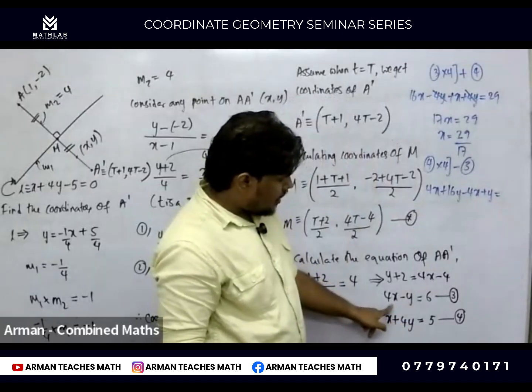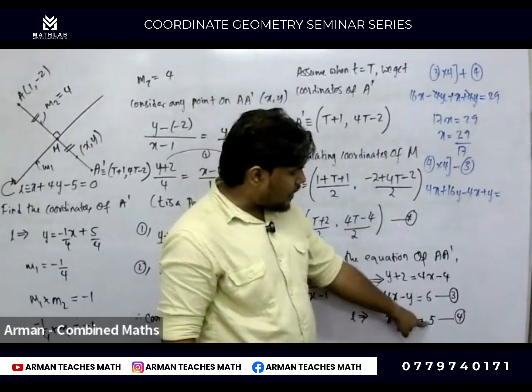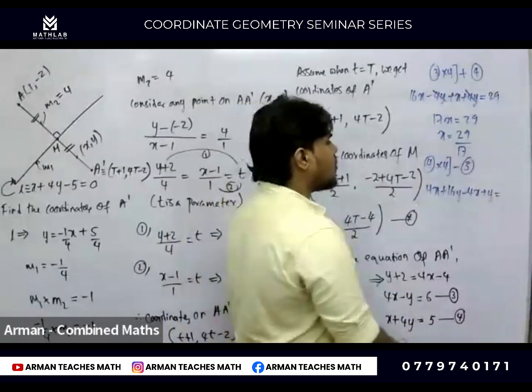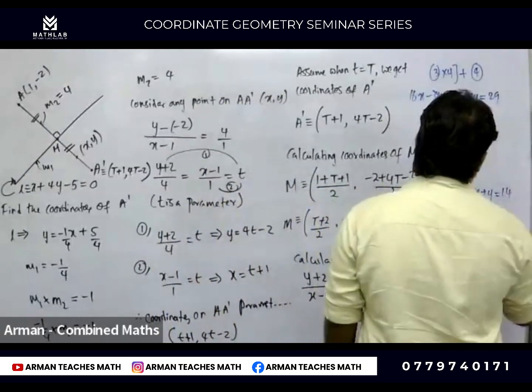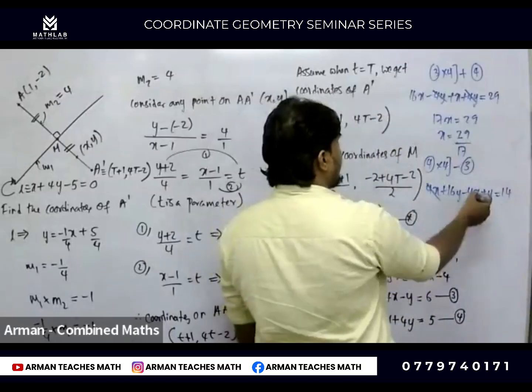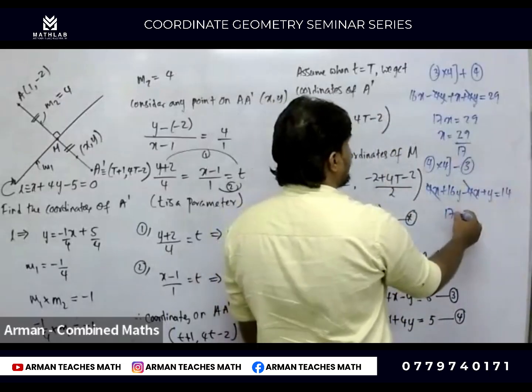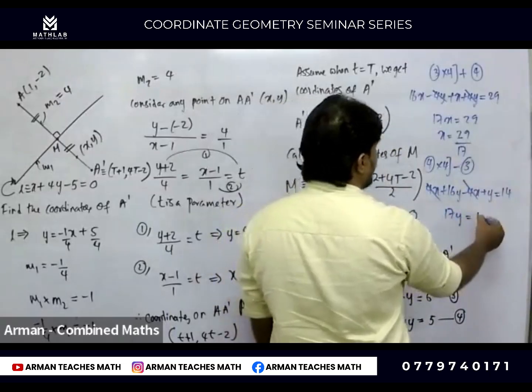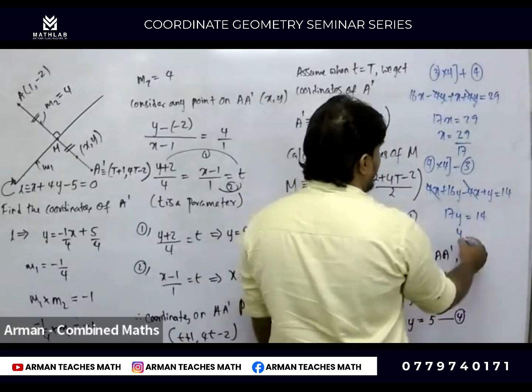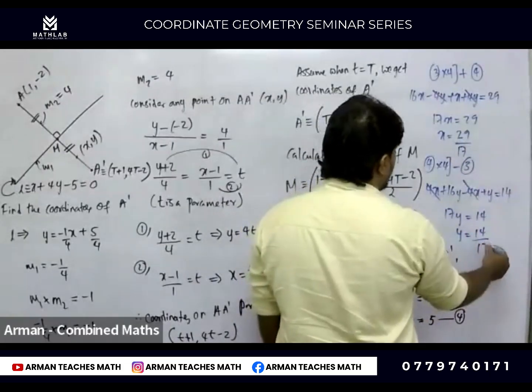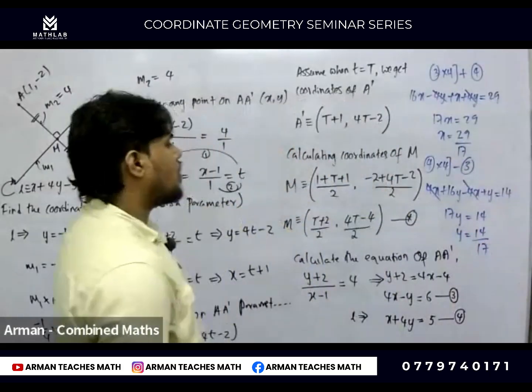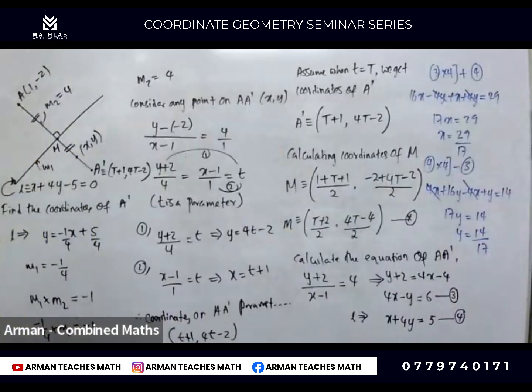If you multiply this one by 4, 20. 20 minus 6 is equal to 14. So plus 4x minus 4x cancelling out. 17y is equal to 14. So we get y equals 14 over 17.